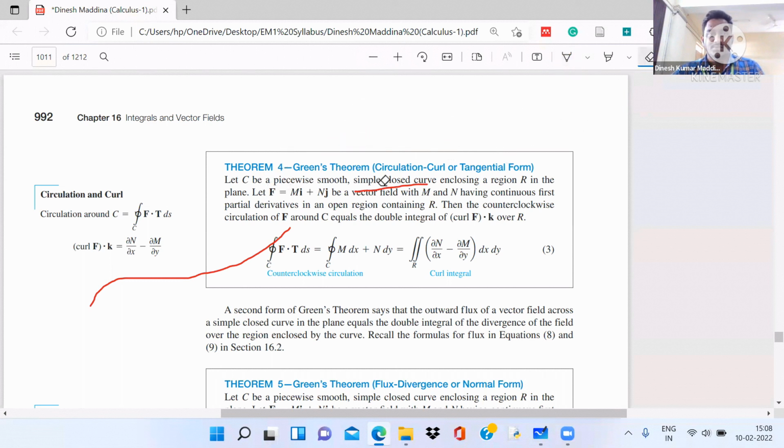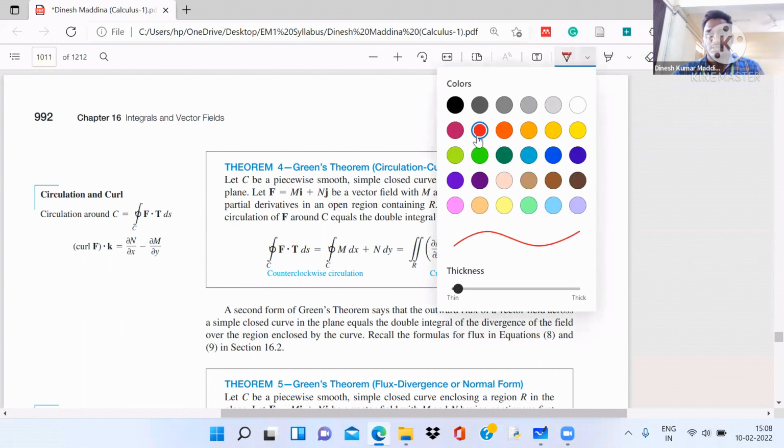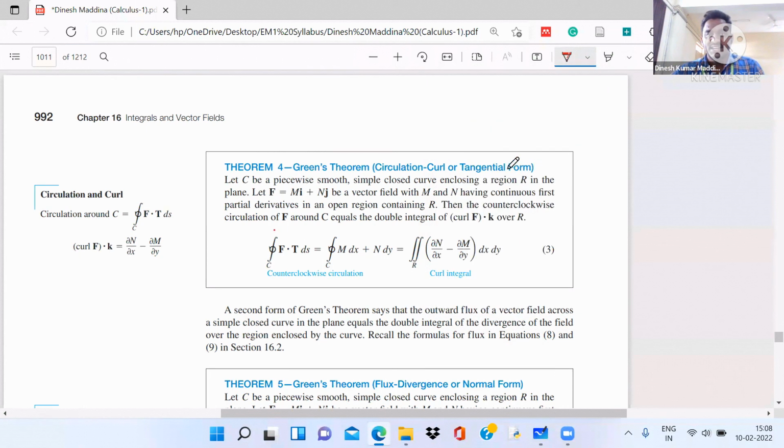What are they given? For the region R, it is a closed region. Here F is given as a vector field in the form M i plus N j, where the i coefficient is M and the j coefficient is N, and M and N have continuous first partial derivatives. We know that continuous means it exists at each and every point in that region; in other words, it is differentiable at every point.